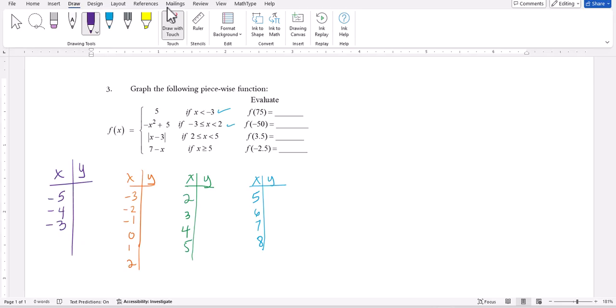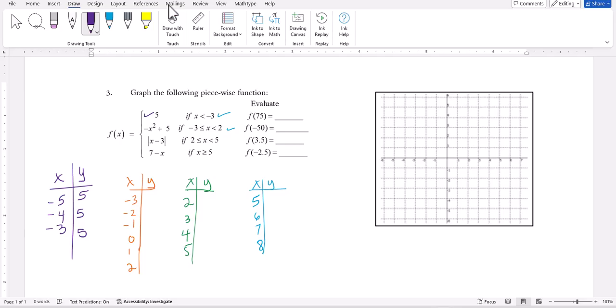The first thing I'm going to do is look at the first function, and it tells me that if x is less than -3, then f of x is always equal to 5. So this is going to be 5, 5, and 5. For the first few points, we graph them at -5, 5, at -4, 5, and at -3, 5. And then we know it's going to go off this way and continue, because it's everything less than -3.